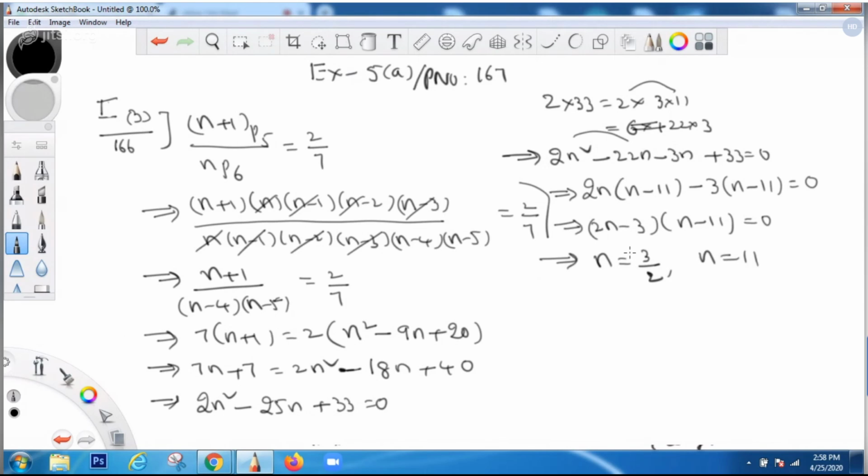But 3 by 2 won't be there, since it is a fraction. n is equal to 11. So this is the answer. n is equal to 11 is the answer.